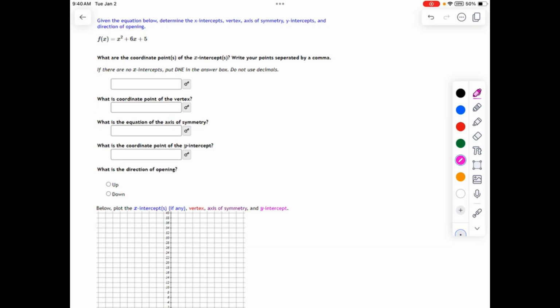Hello and welcome. So given the equation below, determine the x-intercepts, vertex, axis of symmetry, y-intercepts, and direction of opening.